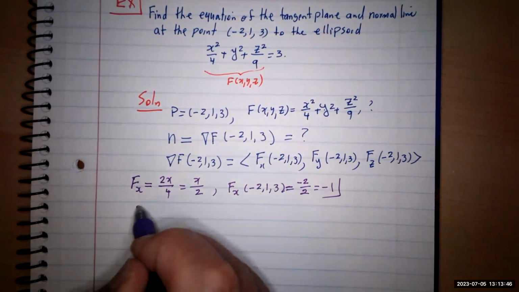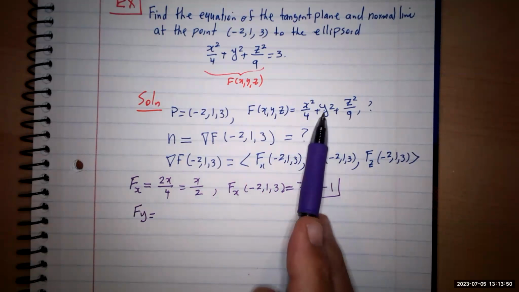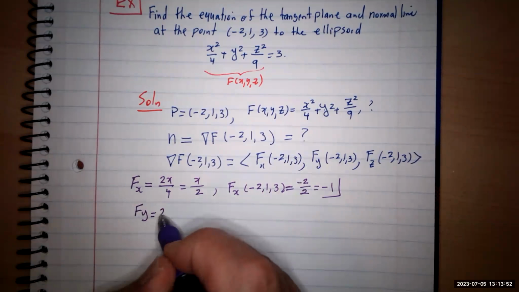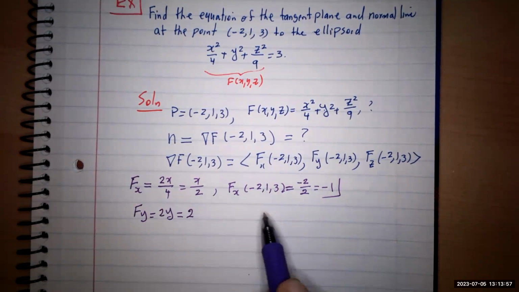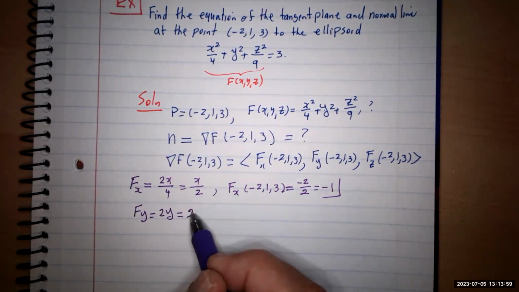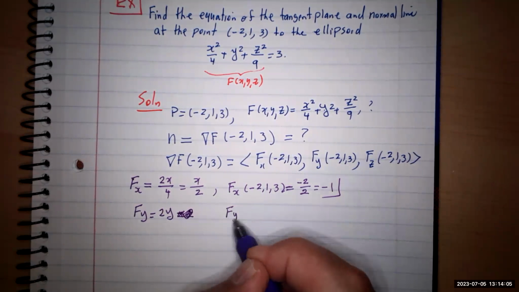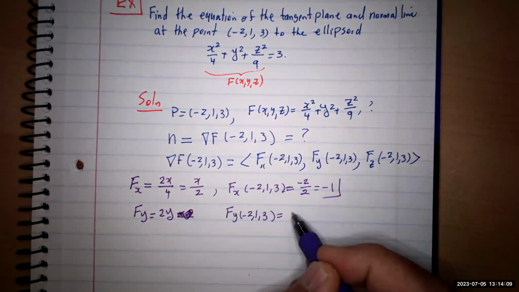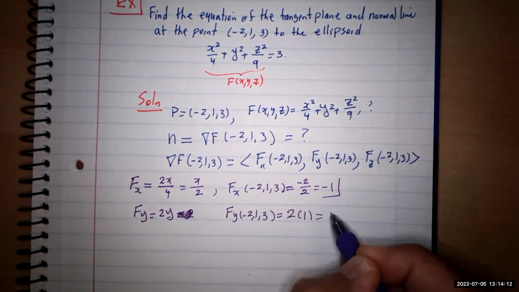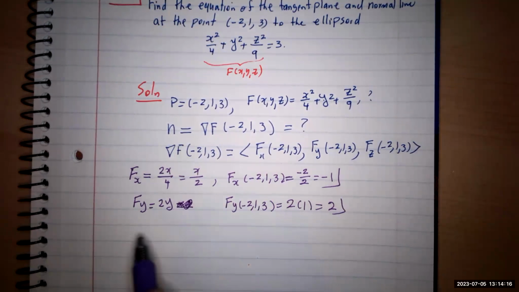F sub y. With respect to y, 2y, everything else would be 0. So it's going to be 2 times y. Oh, I'm sorry, I just go to the formula. So that's going to be f sub y. So I'm going to find the f sub y of -2, 1, 3. So y is 1. So that gives me 2. Now we can find it right away. The way you write it down is not important.